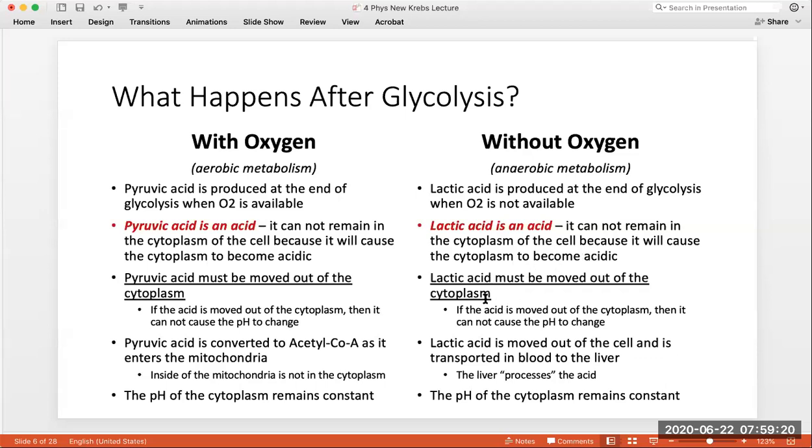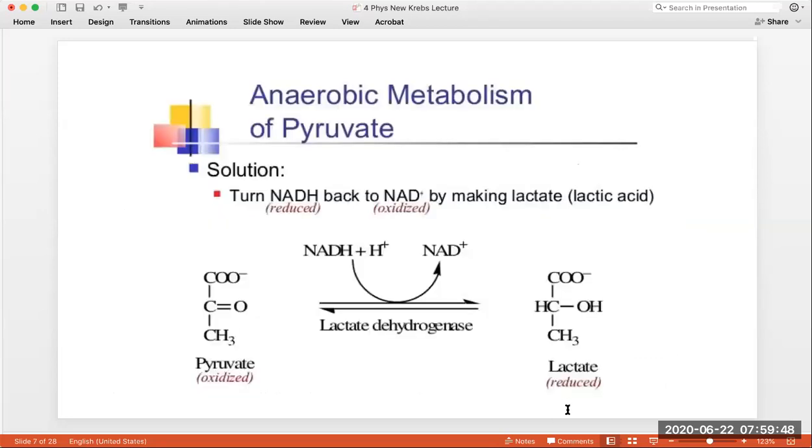So what happens is that your liver is the only tissue in your body that can actually clear lactic acid. I'll talk about what that means in just a minute. So you still have to have a way to get this lactic acid out of the cytoplasm. So it gets moved out of the cell, it gets moved into your blood, and there it gets transported to your liver. And your liver can take lactic acid and process it. So again, the pH of the cytoplasm remains constant. It remains unchanged. So this is what happens to the electrons and pyruvic acid when oxygen is not available.